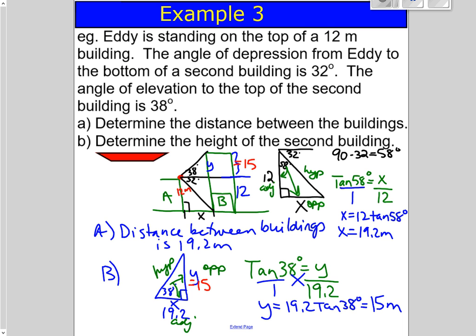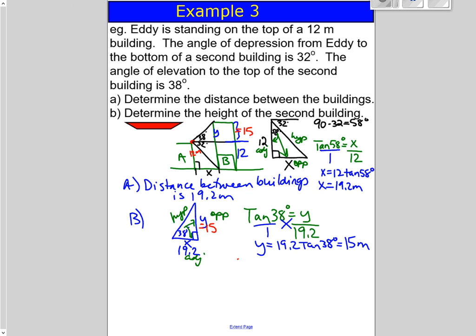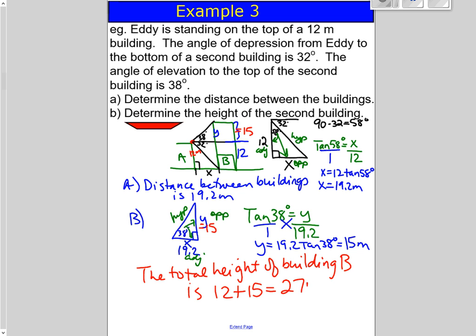Now that is not the total height of the second building. The total height of the second building, of course, is going to be the total height of building B, which is 12 plus 15, which is 27 meters tall. Okay, definitely a bigger problem.